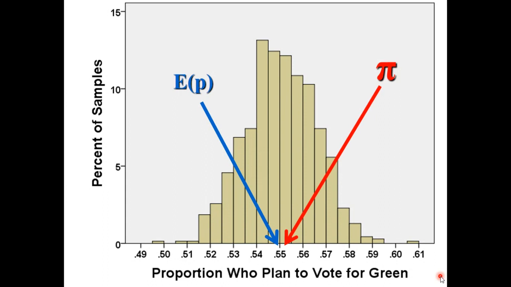So the point is that the expected value of p and pi come from completely different distributions with different variables, but p and pi always turn out to be equal. The expected value of p is always equal to pi.